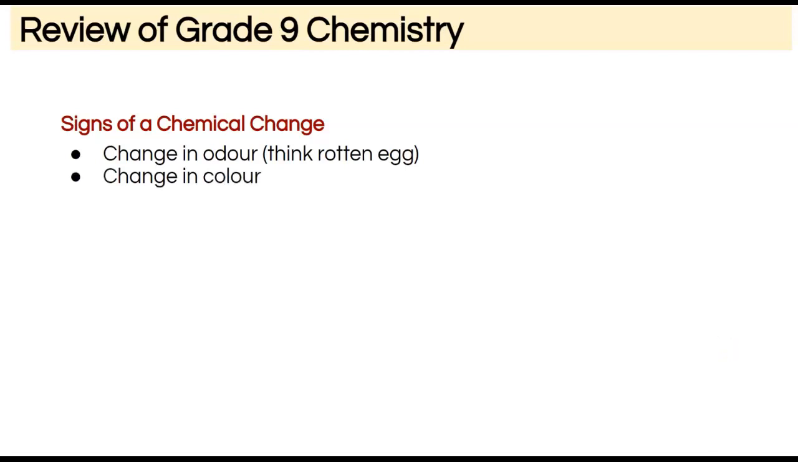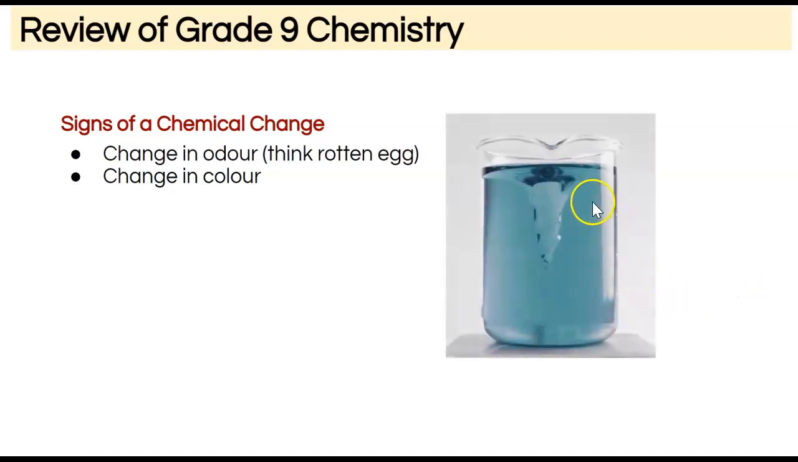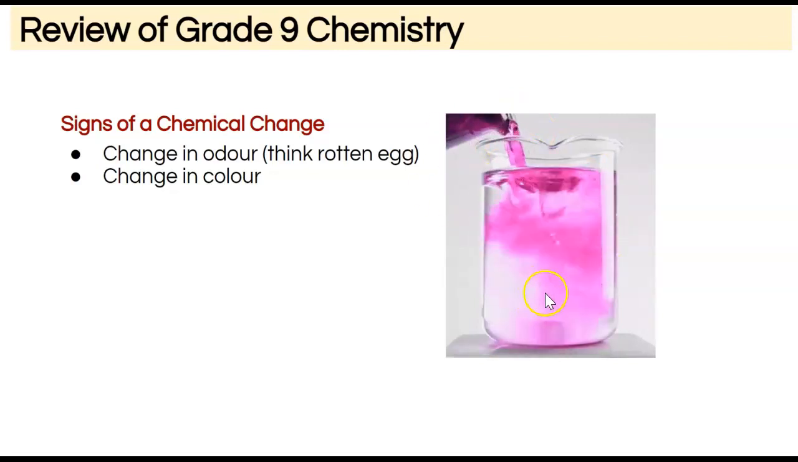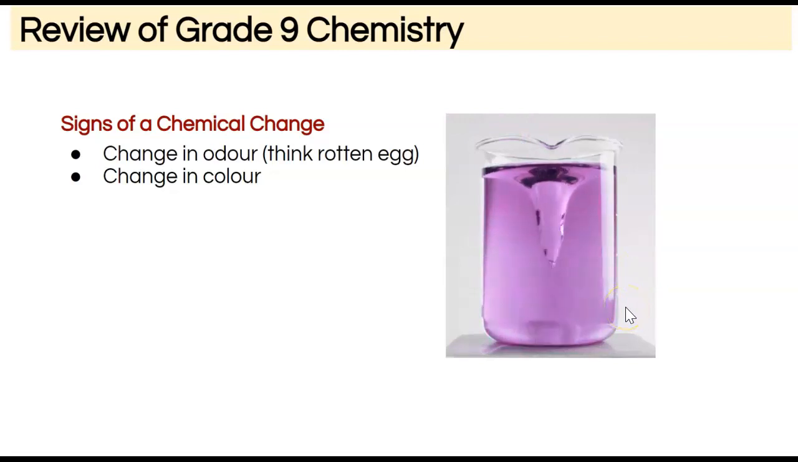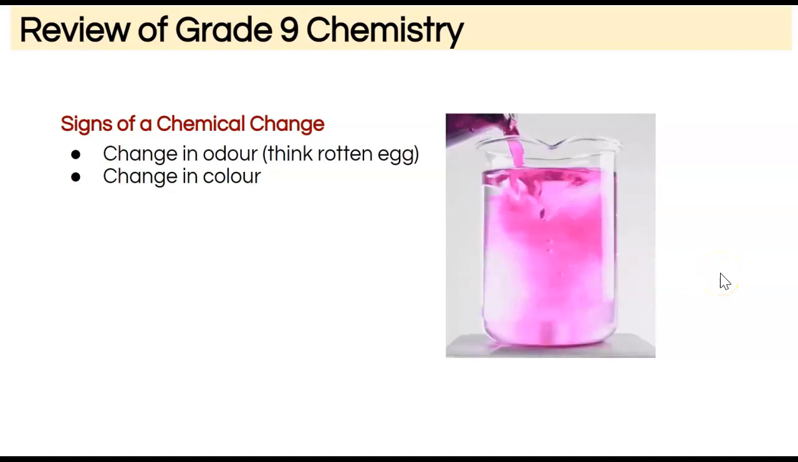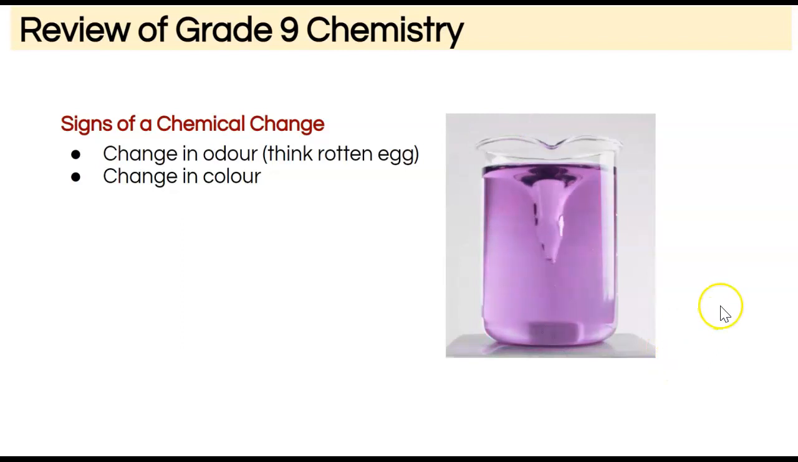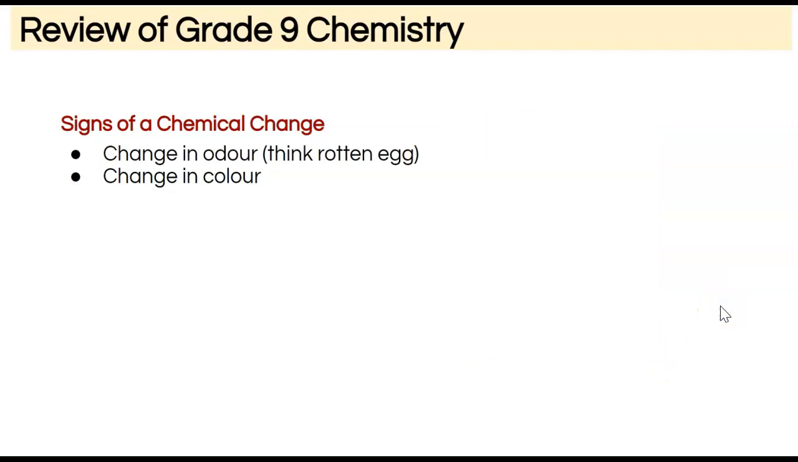So, a change in color. A change in color indicates a chemical change. So for instance, here I have this solution that, when I pour this pink solution in, changes to a variety of other colors. First purple, and then blue, and so on. And there's no real explanation for that color change except for there to be a new substance present. Hopefully that was on your list.